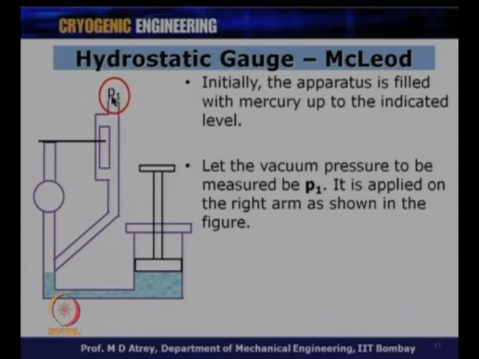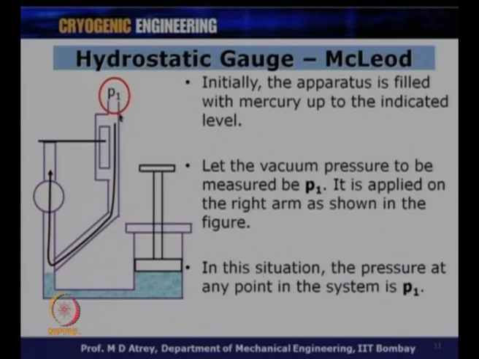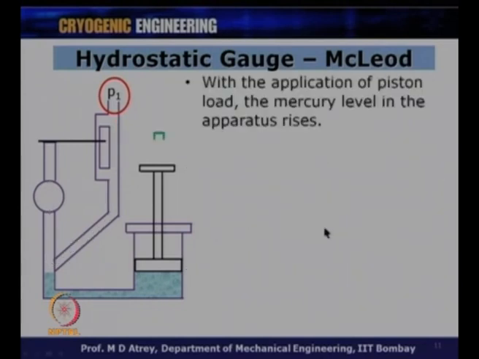All right. So, let us say we want to measure this P1 value. Let the vacuum pressure to be measured be P1. It is applied on the right arm as shown in the figure. All right. Now, this pressure sees the entire volume over here, and therefore, the entire volume here is at pressure P1, which is a vacuum pressure actually. In this situation, the pressure at any point in the system is P1.